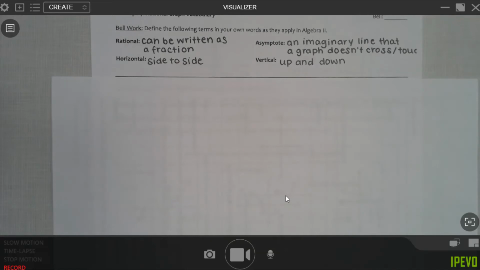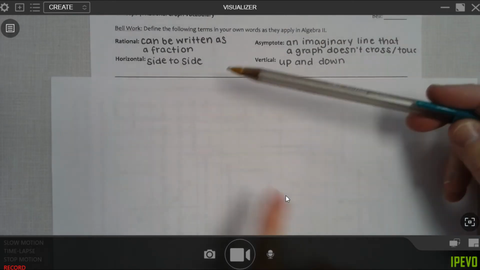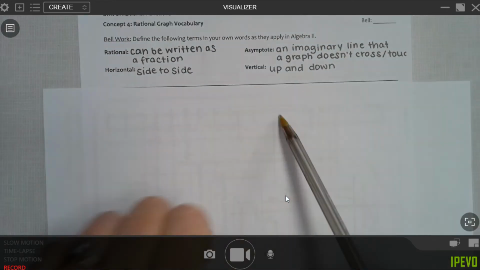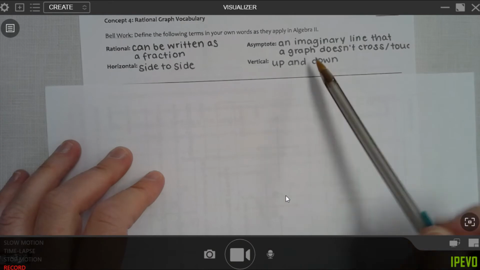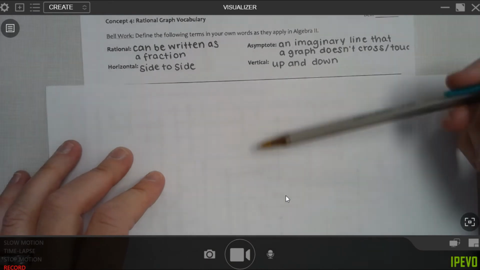All right, so today we're going to be talking about rational functions and their graphing and the vocab behind it. So first, rational means that it can be written as a fraction. Horizontal is a line that goes side to side like this. Vertical is our line that's going to be going up and down like this, so you have a vertical line.